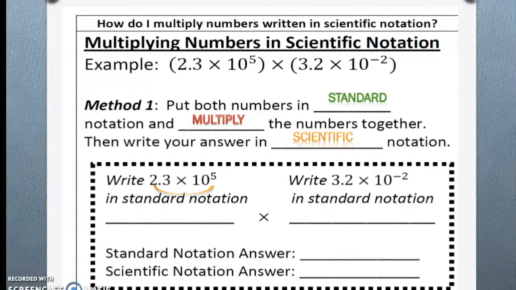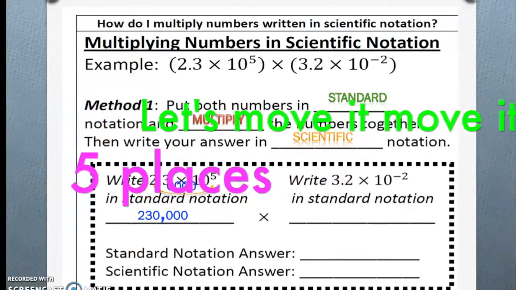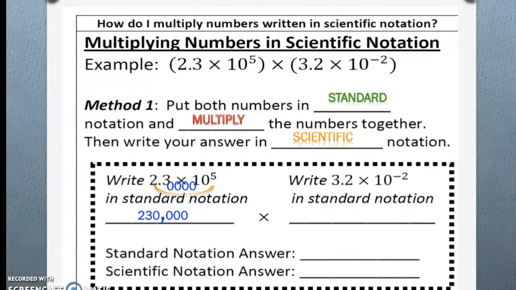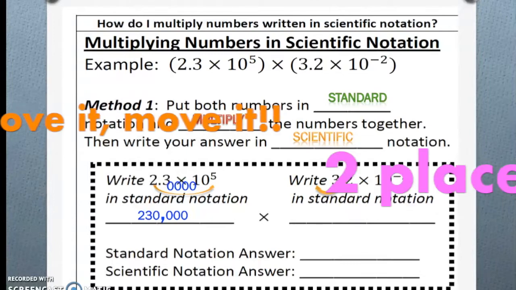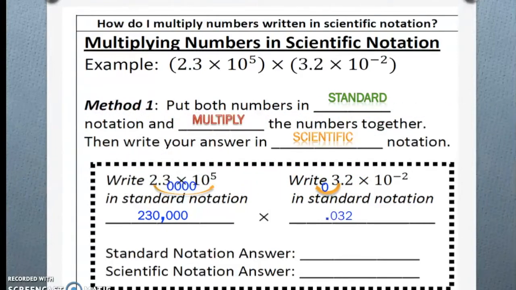So let's look at 2.3, and we're going to write that in standard notation. According to our power of 10 to the fifth power, it wants us to move it 5 places to the right. When we move that 5 places to the right, we're going to have 230,000. Now we're going to look at 3.2 and write that in standard notation. Wants us to move our decimal 2 places to the left. When we move that 2 places to the left, we get 0.032.